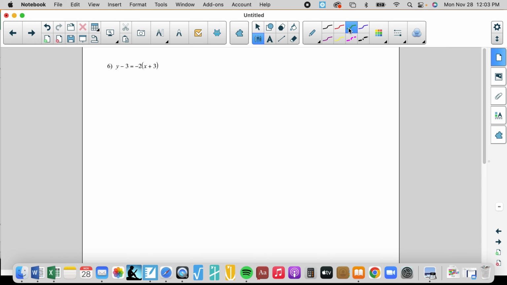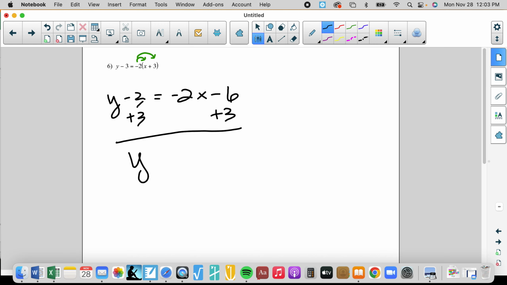Again, we're going to simplify by distributing that negative 2 on the right side. Y minus 3 equals negative 2 times x is negative 2x. Negative 2 times 3 is negative 6. And now let's move the constant. Y equals negative 2x minus 3. That's my final answer.